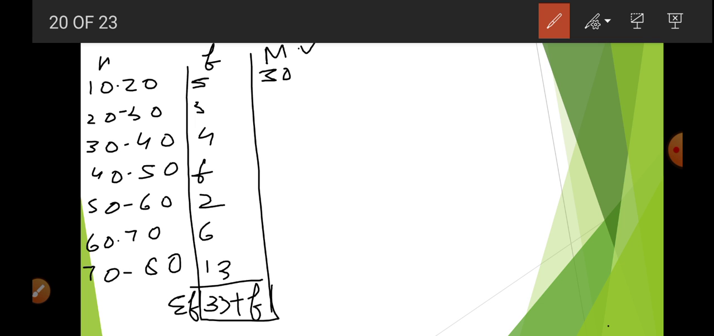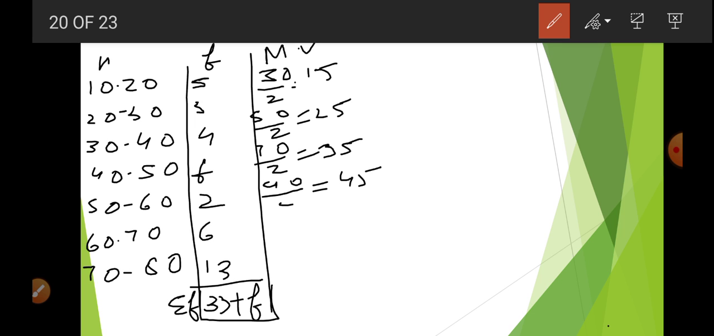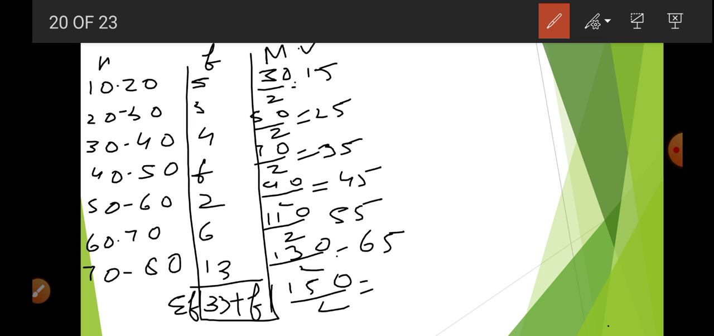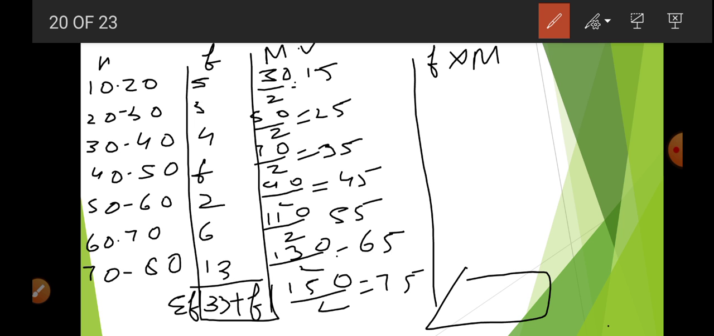Next we have to find the mid values. So 30 upon 2 is 15, then 50 upon 2 is 25, then 70 upon 2 is 35, then 90 upon 2 is 45, then 110 upon 2 is 55, then 130 upon 2 is 65, and the last one is 150 upon 2, which is 75. The next column will be f multiplied by m, the mid value. We take the sum total of it and put in the values. x bar is already given.